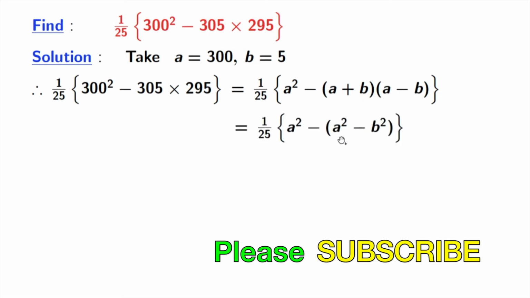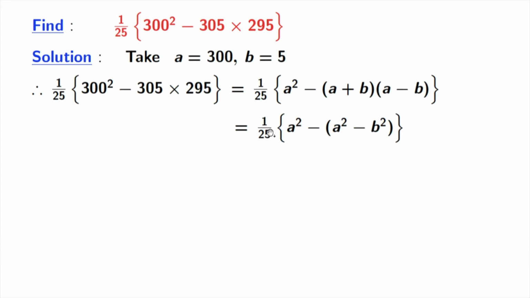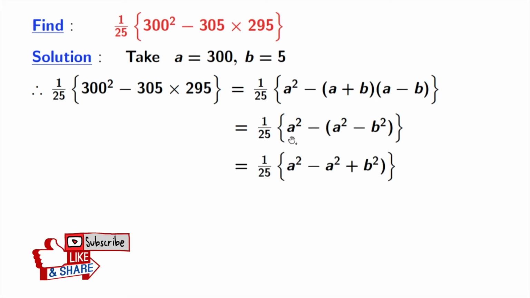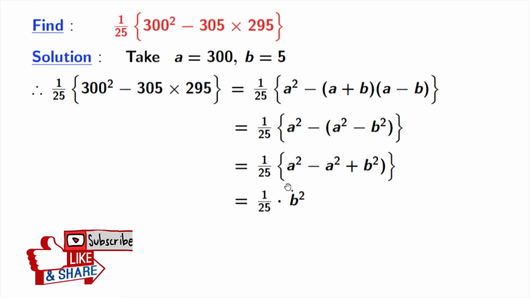minus b², so we get 1/25 times (a² − (a² − b²)). After simplifying this, we get 1/25 times (a² − a² + b²). Now look, a² minus a² gets cancelled and we get 1/25 times b².